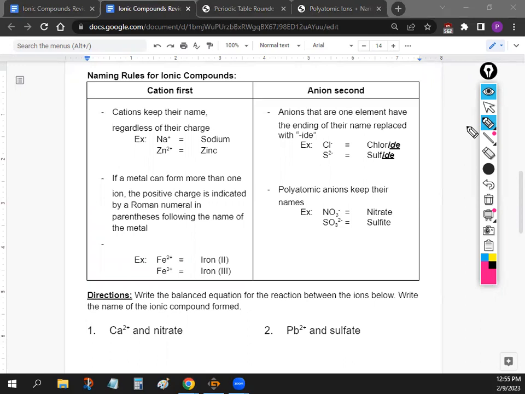I'll just briefly, very briefly go over this. The cation is first. Cations keep their name regardless of the charge. Anions are second. And if it's just one element, then the name gets replaced with -ide. And polyatomics don't change their names. And then sometimes, by the way, back to the cation, you could have a metal with more than one ion. And then we indicate the positive charge with Roman numerals. So with those ones, it makes it a little bit easy as long as you know what the Roman numerals are. And if you have any questions about that, please let me know.